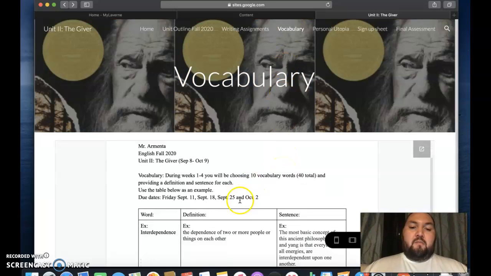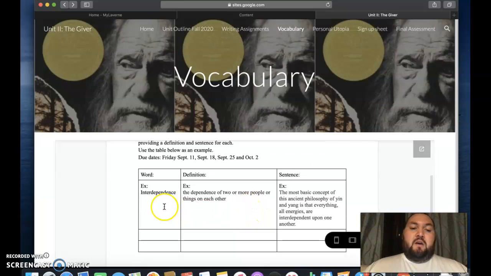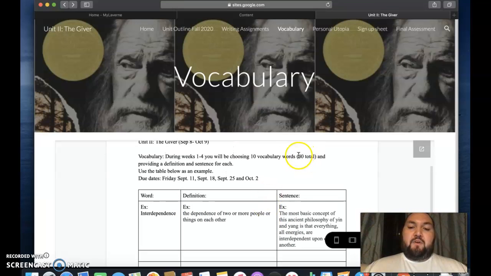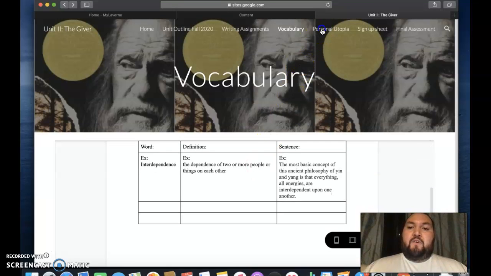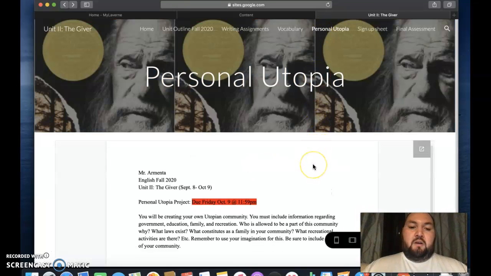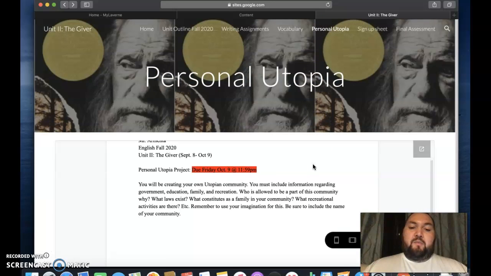You will follow the model that I have provided here. You will choose a word, you will define the word, and you're going to use that word in a sentence. You're going to choose a total of 10 words per week for a total of 40 words at the end. They are due on Friday, September 11th, Friday, September 18th, Friday, September 25th, and Friday, October 2nd at 11:59 p.m. No exceptions.